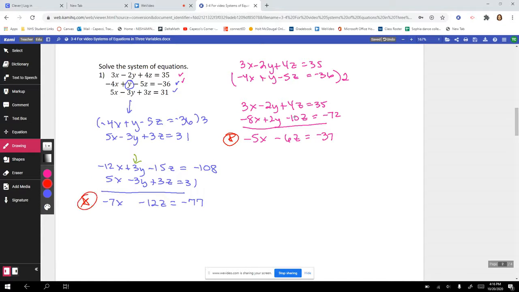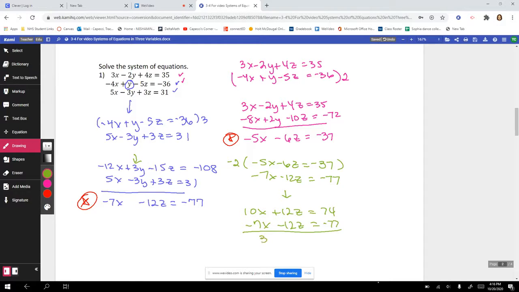Now, if you look at my two equations that I solved, I have x and z there. So now I'm going to combine those. I have negative 5x minus 6z is equal to negative 37, and I have negative 7x minus 12z is equal to negative 77. Now this should be a comfort level for you at this point. I multiply the top by negative 2, that's going to be helpful. So I have 10x plus 12z is equal to 74. I'll rewrite my other equation.